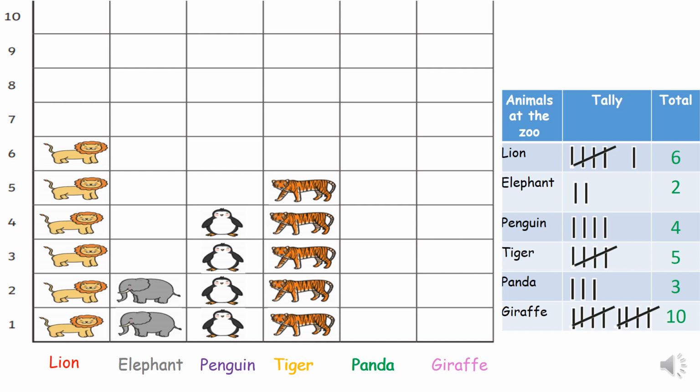Let's move on to the number of pandas. How many pandas did we see? 3. This means 3 pictures. 1, 2, 3.